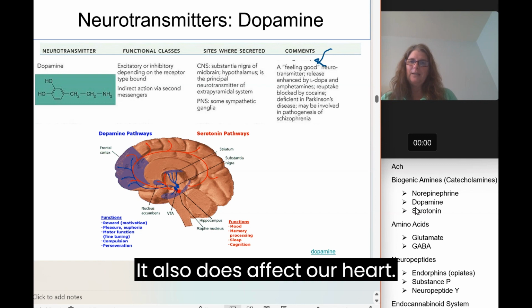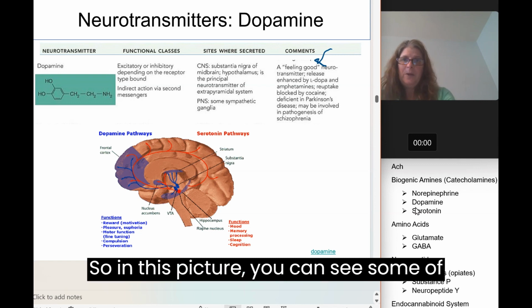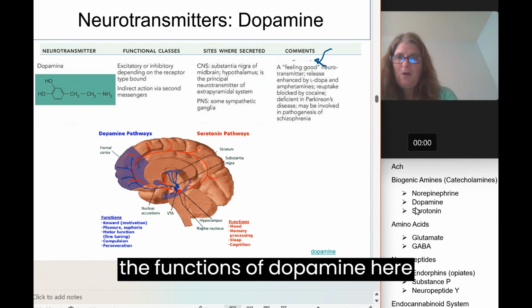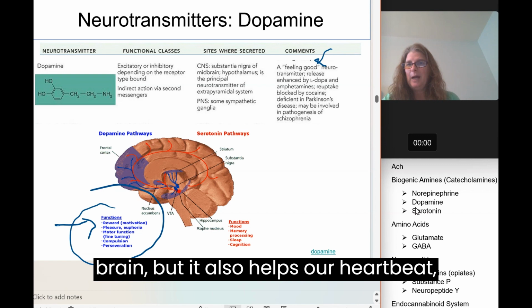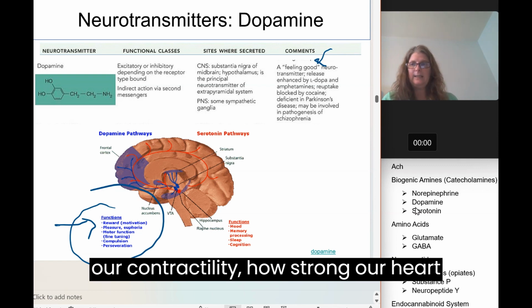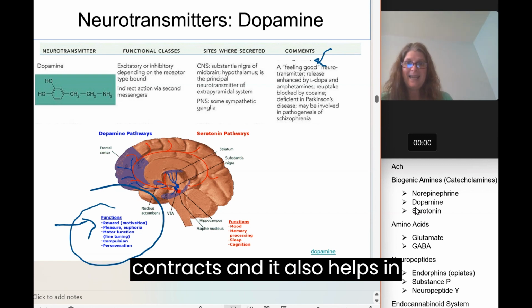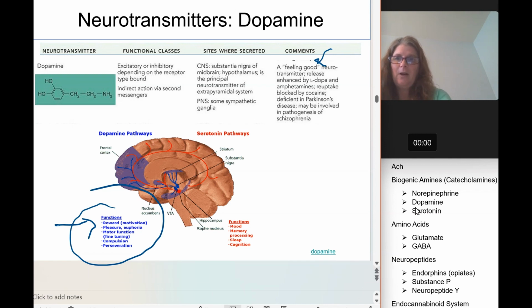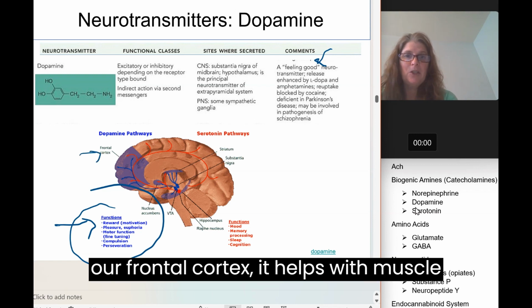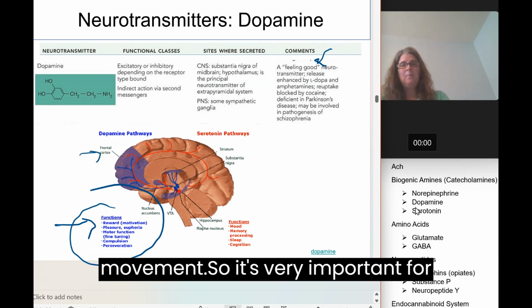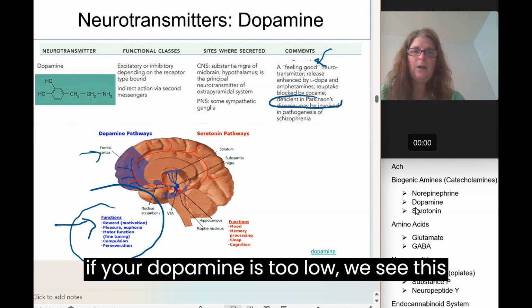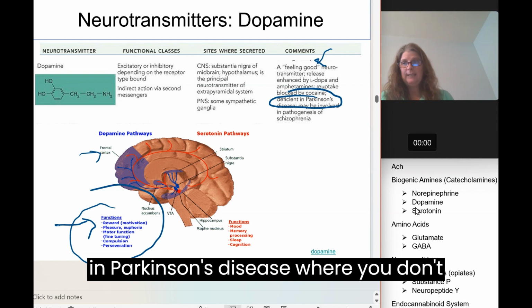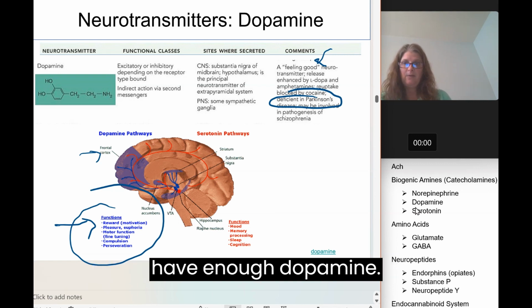It also does affect our heart. So in this picture, you can see some of the functions of dopamine here. Okay, so we focus a lot within the brain, but it also helps our heartbeat, our contractility, how strong our heart contracts, and it also helps in our frontal cortex. It helps with muscle movement. So it's very important for normal movement of muscles. And in fact, if your dopamine is too low, we see this in Parkinson's disease where you don't have enough dopamine.